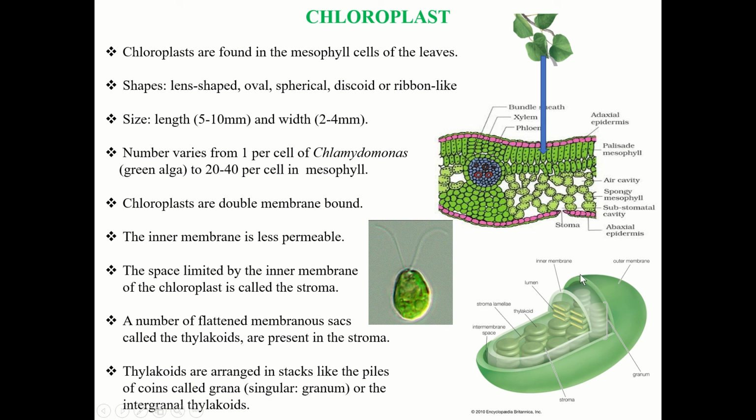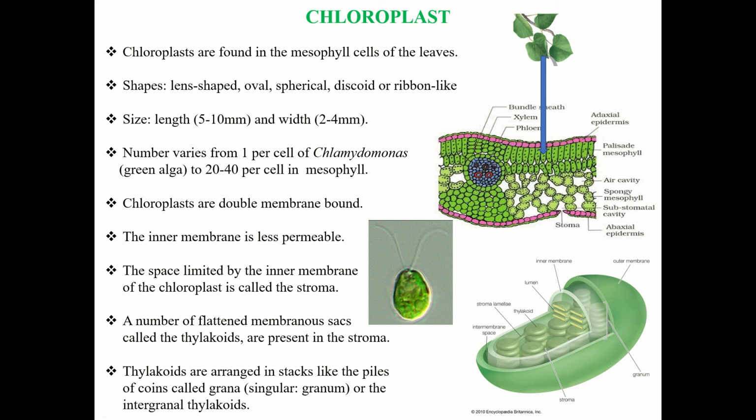Now let us see the structure of the chloroplast. If you isolate the chloroplast and see the structure, you will find it is a double membrane. This is the outer membrane and this is the inner membrane. The inner membrane is less permeable, meaning it allows only certain smaller molecules to enter inside. That's why it is called less permeable.